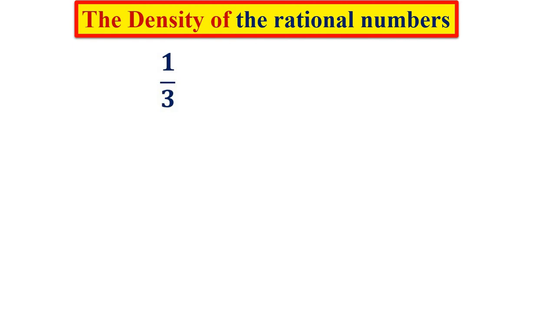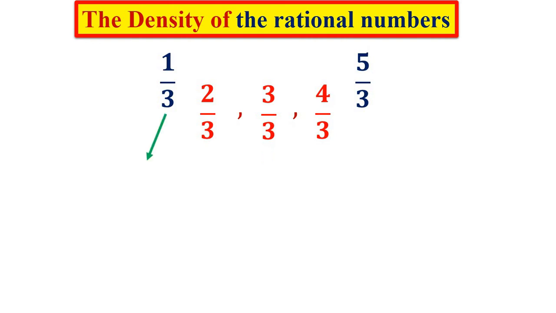The density of rational numbers: between any two natural numbers or rational numbers, we have a lot of numbers between them. We have 2 over 3 and 3 over 3 and 4 over 3. 3 over 3, what does it mean? It means 1, a whole 1. We can multiply by 2 up and down. It will be 2 over 6. And the other one, multiply by 2 up and down, it will be 10 over 6.